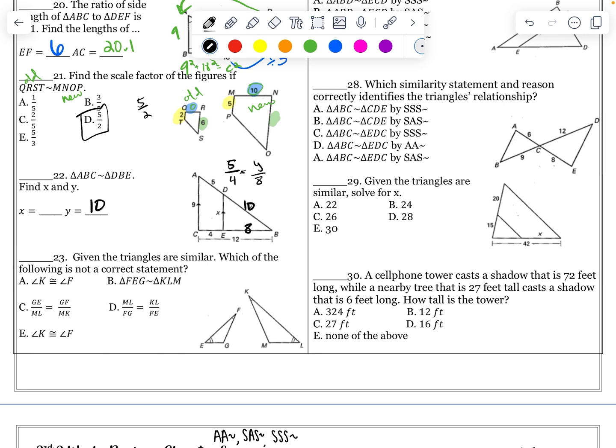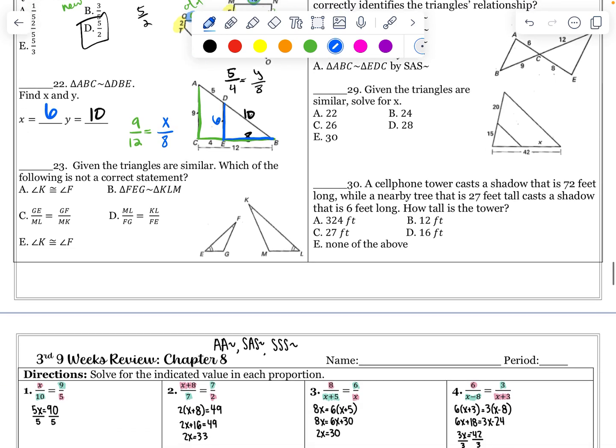And then x. Because that base is the whole base of my big triangle, the 9, I'm going to use the 12 because it's the entire triangle. So I'm going to say 9 over 12 equals x over 8. So 9 times 8 divided by 12 gives me 6.